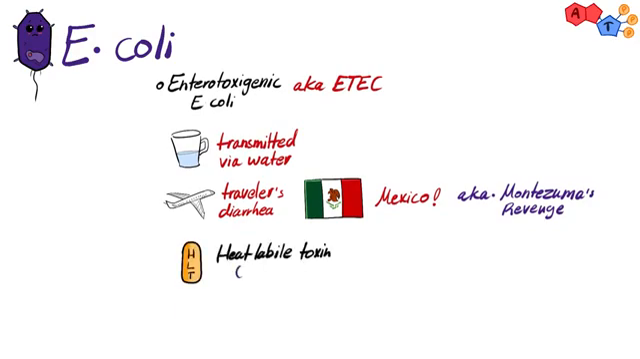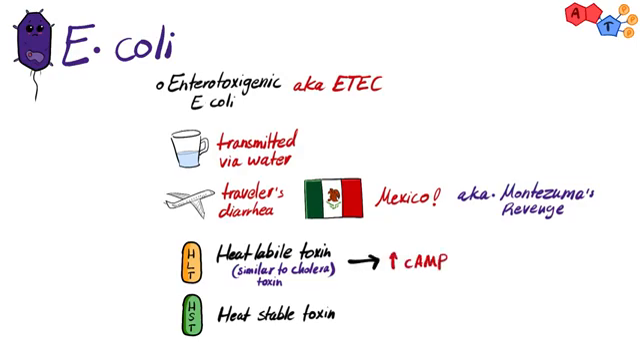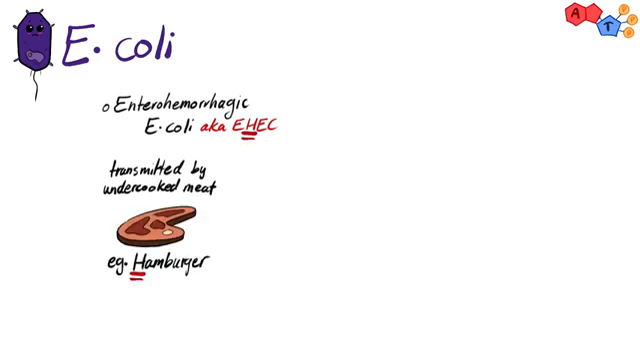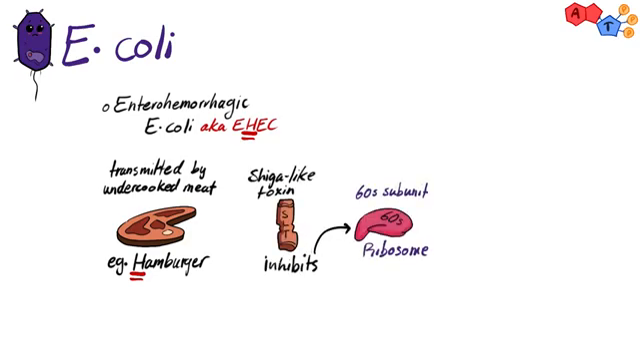ETEC produces heat labile toxin and heat stable toxin. The heat labile toxin, which is similar to cholera toxin, increases cyclic AMP, whereas the heat stable toxin increases cyclic GMP. Now let's discuss enterohemorrhagic E. coli, or EHEC. EHEC is most commonly transmitted by eating undercooked meat, such as undercooked hamburger. You can remember that from the H in its name. EHEC toxin is Shiga-like toxin that inhibits the 60S subunit of the ribosome. And lastly, remember that EHEC can cause HUS, or hemolytic uremic syndrome.